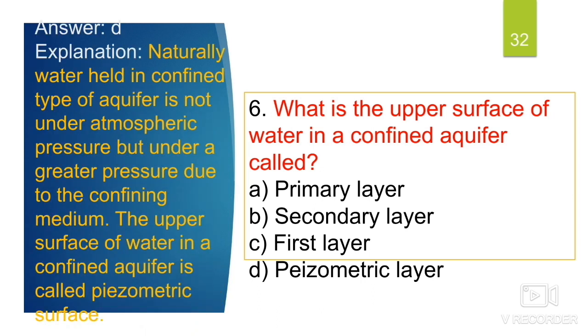Naturally, water held in an unconfined type of aquifer is under atmospheric pressure. Previously we talked about that, in an unconfined aquifer the water lies under atmospheric pressure. But in the case of confined aquifers, the water held in a confined type of aquifer is not under atmospheric pressure but under a greater pressure due to the confining medium. So the upper surface of water in a confined aquifer is known as the piezometric surface.